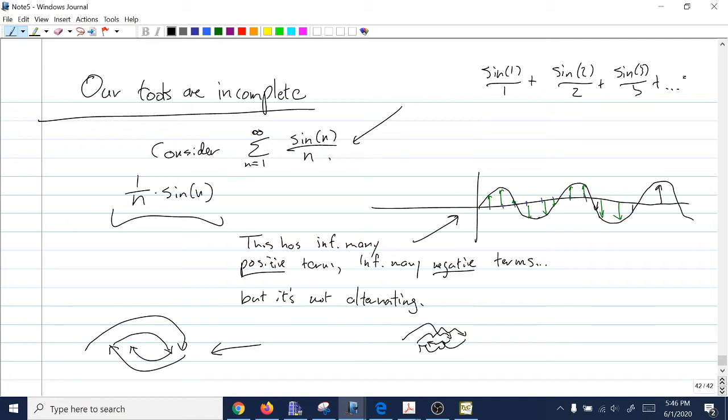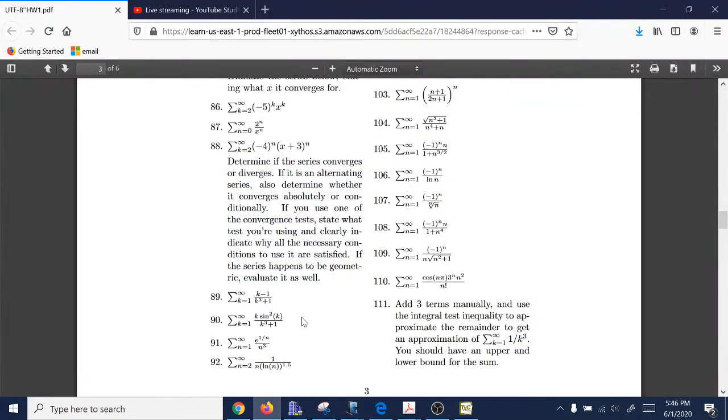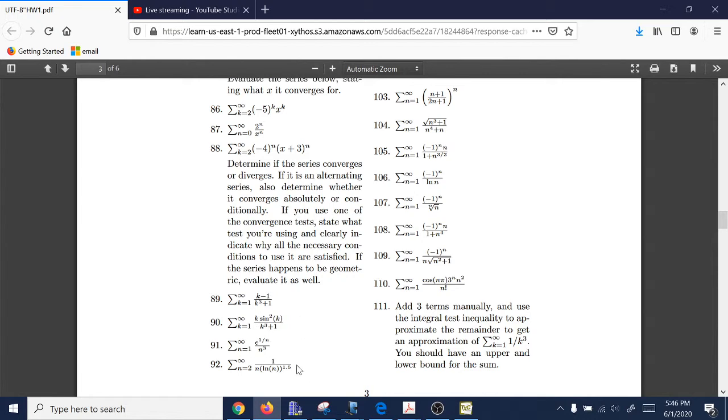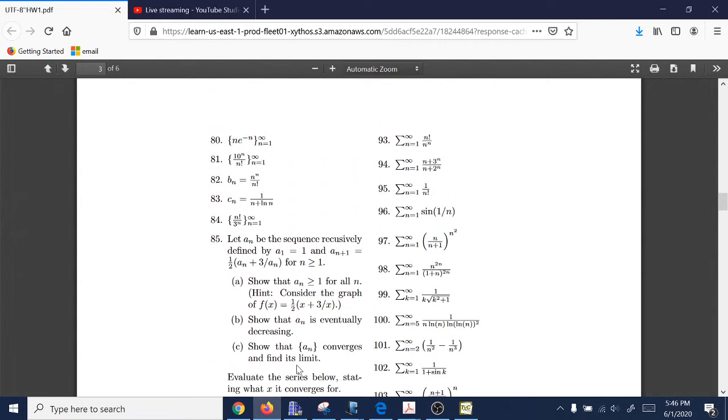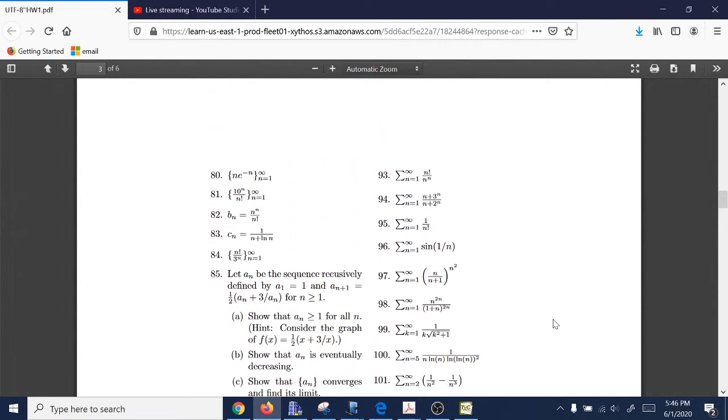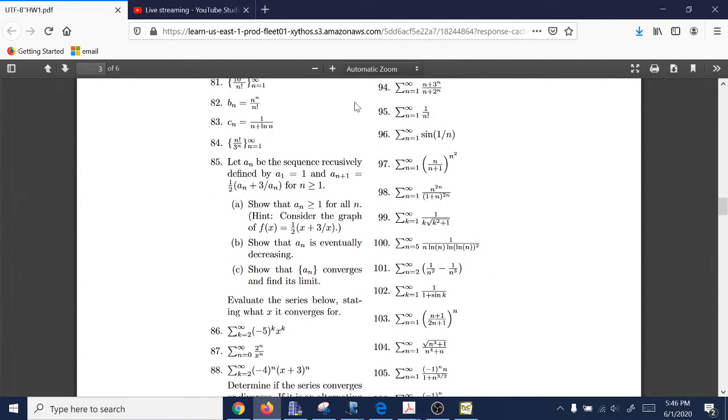To start taking a look at the homework. There are definitely some of these problems in here you can do. Some you need more examples of, but start thinking about them. 89 through 92 are all positive terms. Many of these things are positive. Start writing them up. 95 we just did. How would you do 96? How would you do 97? These are things worth thinking about.